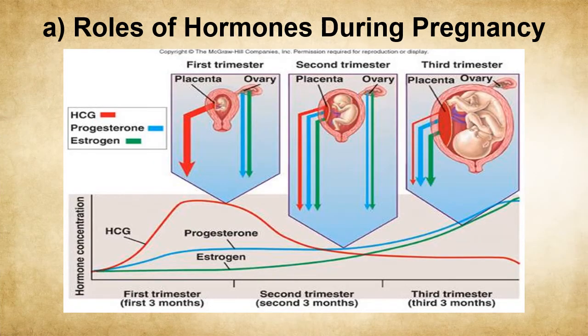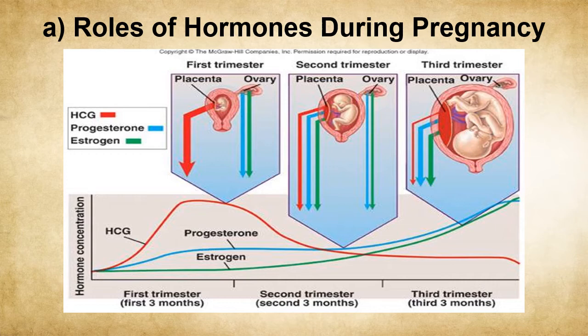Now we're going to look at this diagram here. Let's look at the graph below. We have the x-axis, which is time: first trimester, second trimester, and third trimester. And then on the y-axis, we have hormone concentration.